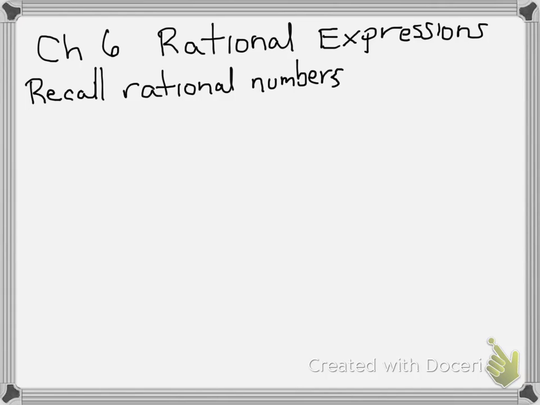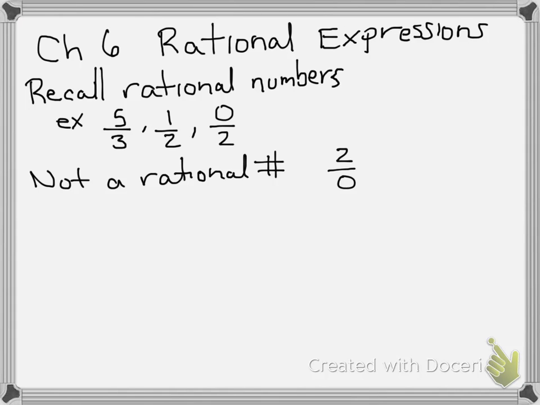Okay, so first let's go ahead and remind ourselves about rational numbers. So one example of a rational number is 5 over 3. It's just a whole number over another whole number. Another example is 1 over 2 or 0 over 2. What's an example of something that is not a rational number? Well, 2 over 0. We don't want to have any number over 0. That's what we call an irrational number. Okay? So good, that's the first week of your last class.